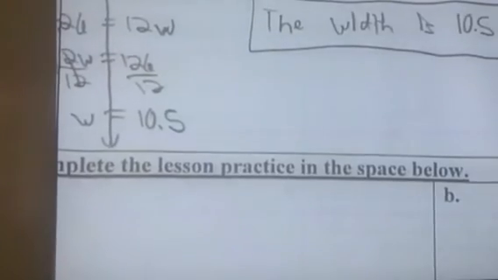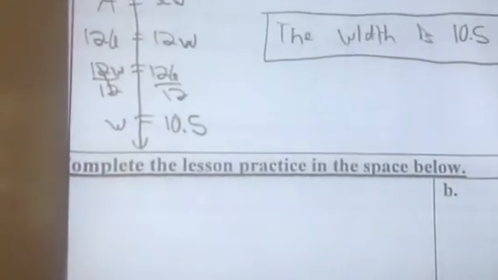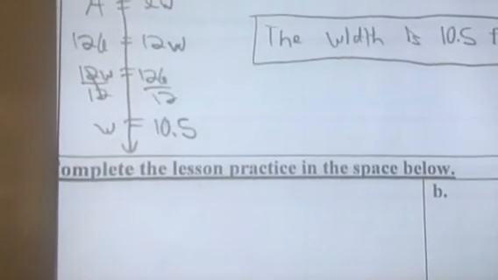I knew that the formula for the area of a rectangle was the length times the width. Then I just plugged in what I knew. I knew the area, I knew the length, I didn't know the width, so I could just solve for the width really quickly by using inverse operations. That is all for that lesson.